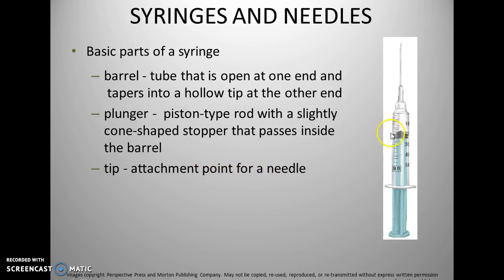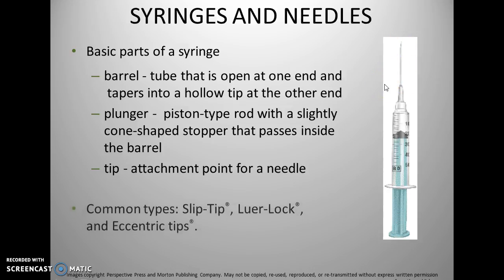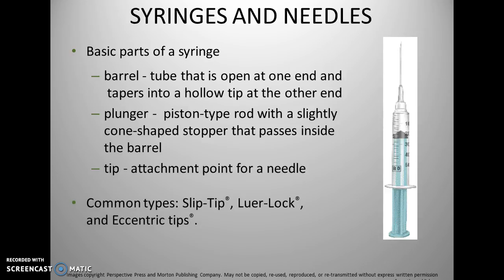So here we have the barrel, inside you have the plunger, and then you have the tip, which is the attachment point for the needle. So common types, as we have already talked about on the previous slide, are slip tip, luer lock, and eccentric tips. Okay? And they could be from 1 milliliter to 60 milliliters.